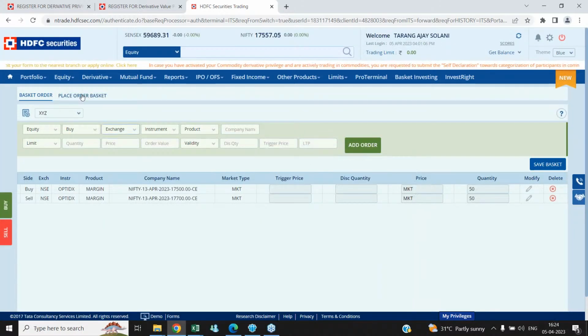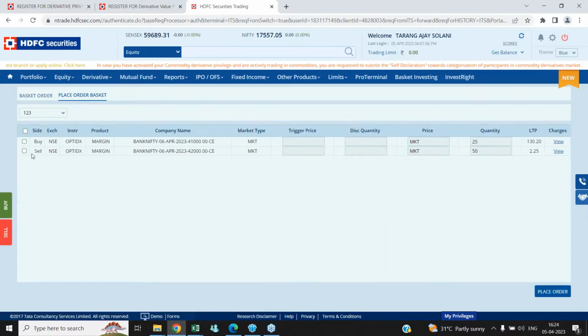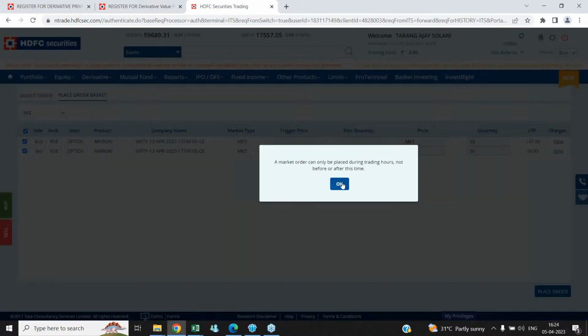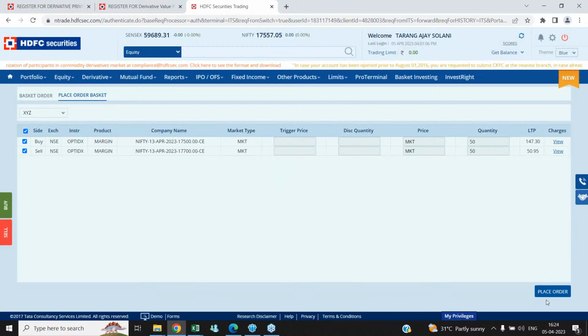Once I save this basket, I'll go to place order basket and I will select the basket which I have saved, that is XYZ. The XYZ basket was the basket which I have made. I need to select both the legs and I will place the order. Right now market is closed, so I won't place this order. Once I place this order, both the orders will be executed.